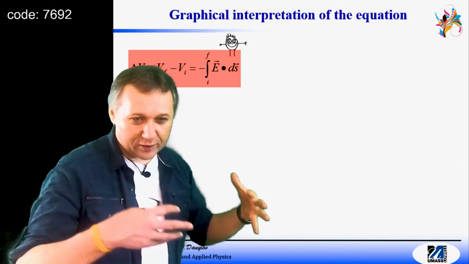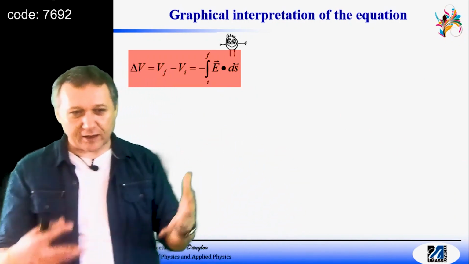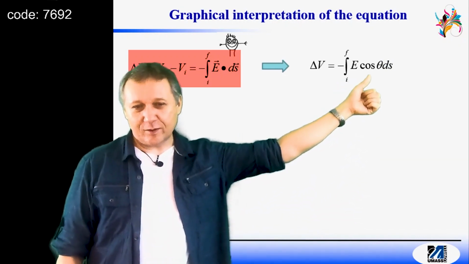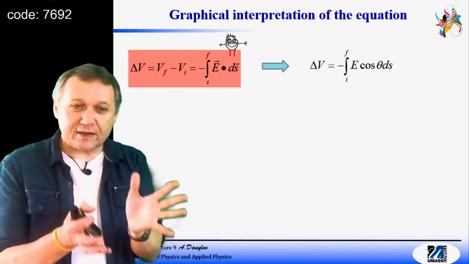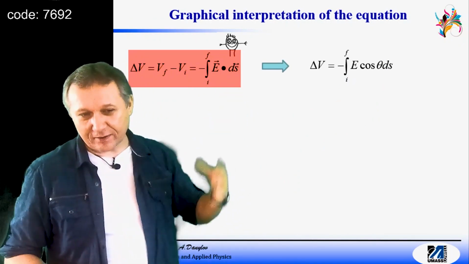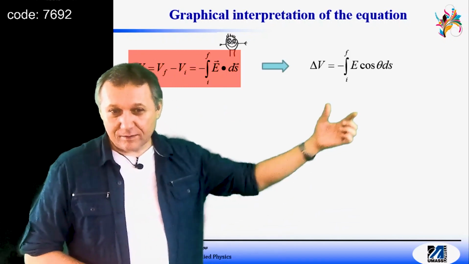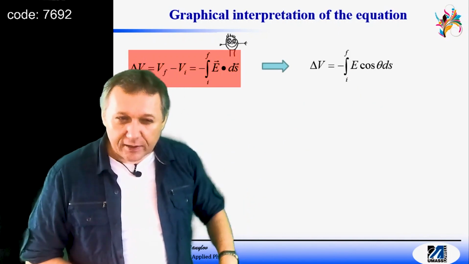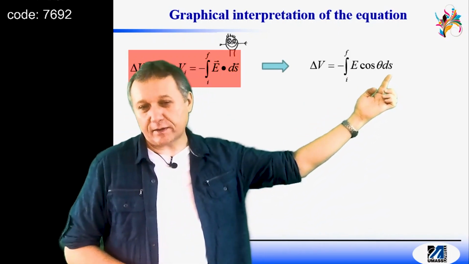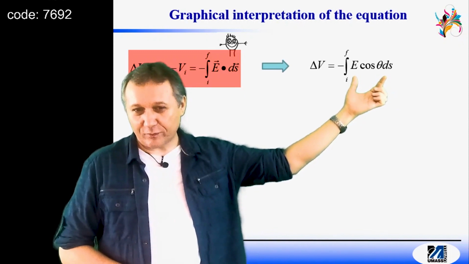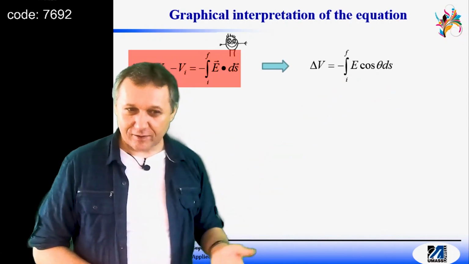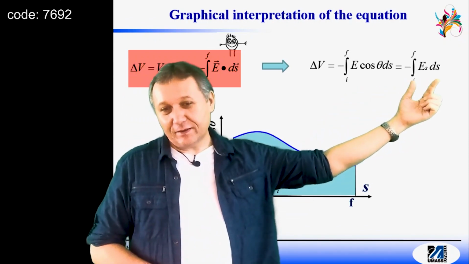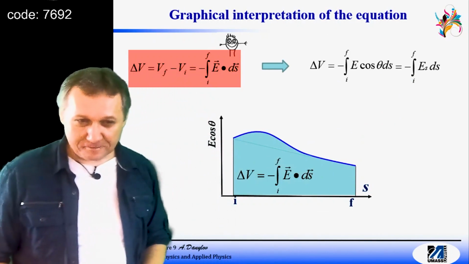Of course, we know how we can write that explicitly. It's minus E cosine theta ds, where cosine theta is the angle between vector E and the vector ds. And then what is E times cosine theta? It's the component of the electric field along the S direction. On the previous slide, we saw it, right? Okay, so it will be negative integral E_s ds.